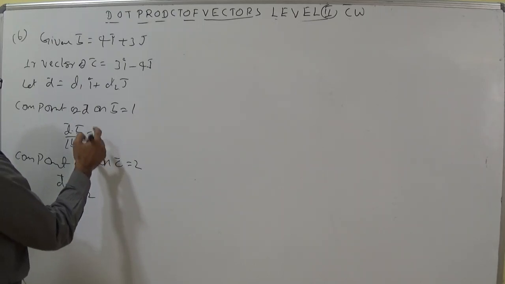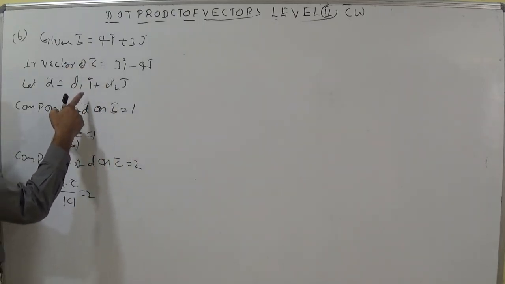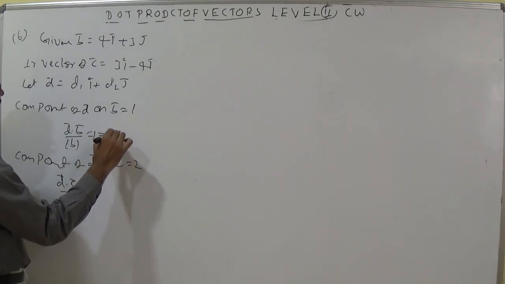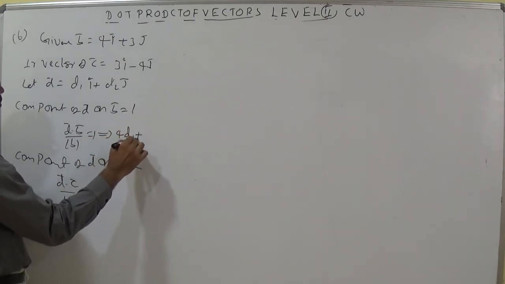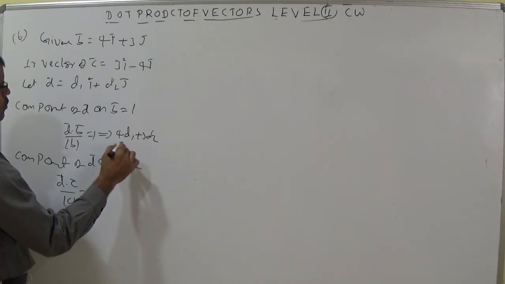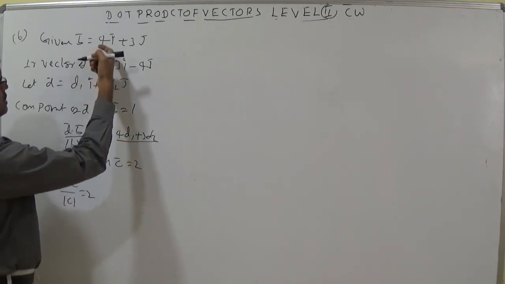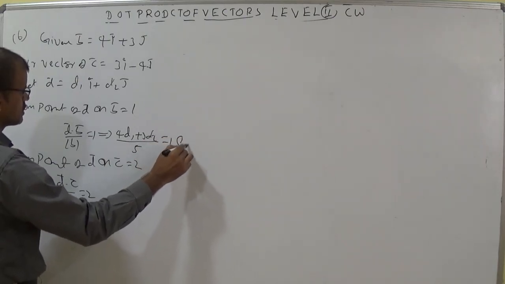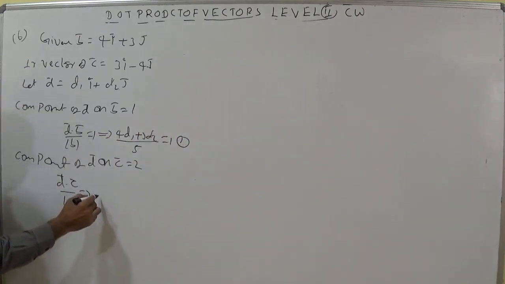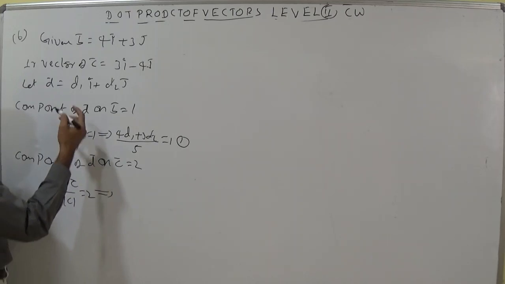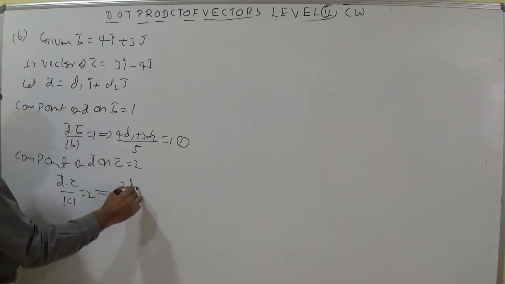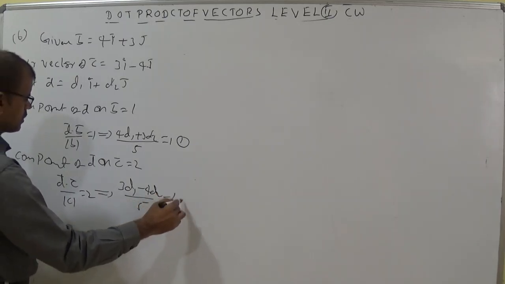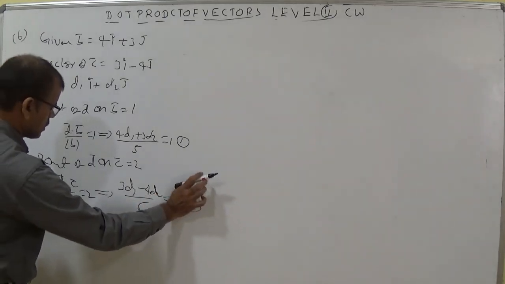So here you can write d bar dot b bar. What is the value of d? Here d1 i plus d2 j. That implies I am writing 4d1 plus 3d2 by modulus of b, which is 5, equal to 1. Let it be the first equation. Next d bar dot c bar: 3d1 minus 4d2 by 5 equals 10. Sorry, not 10, 5.